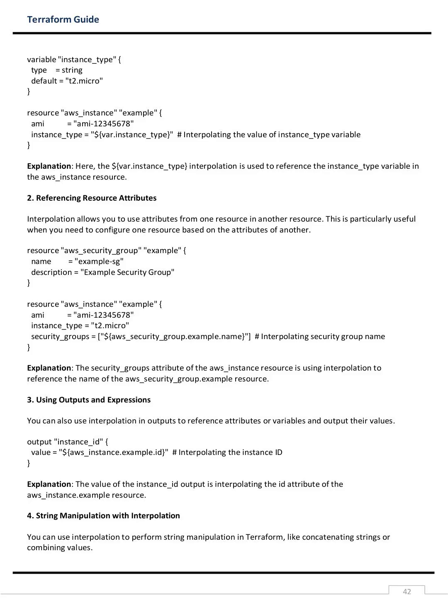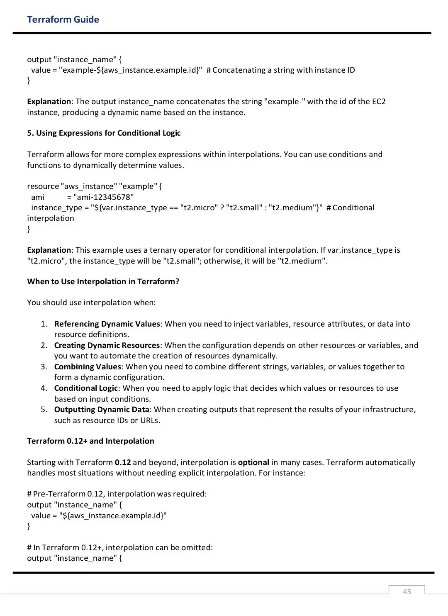4. String manipulation with interpolation. You can use interpolation to perform string manipulation in Terraform, like concatenating strings or combining values. Output instance_name, concatenating a string with the instance ID. Explanation: the output instance_name concatenates the string example with the ID of the EC2 instance, producing a dynamic name based on the instance.